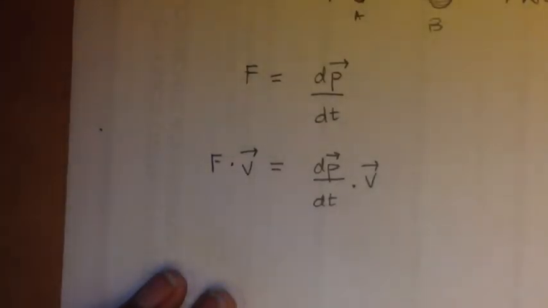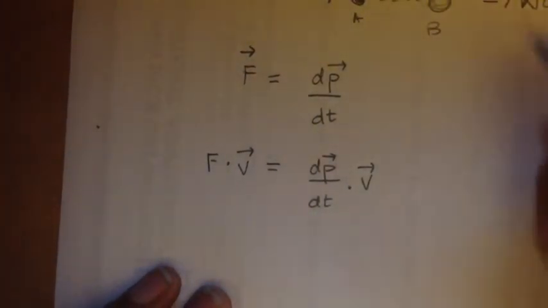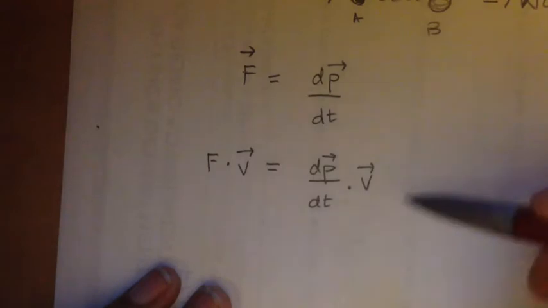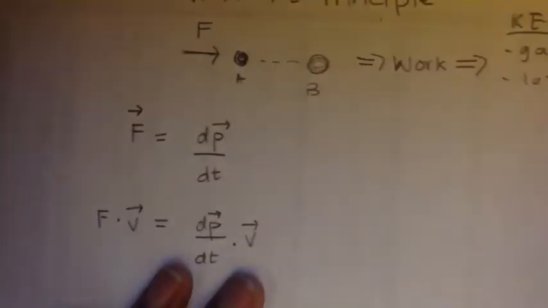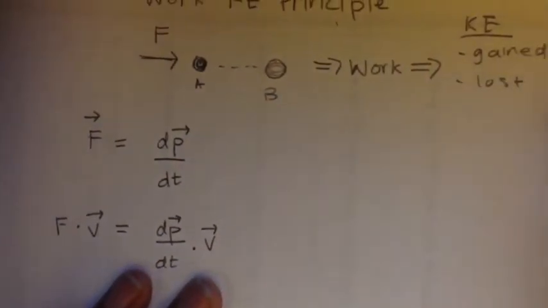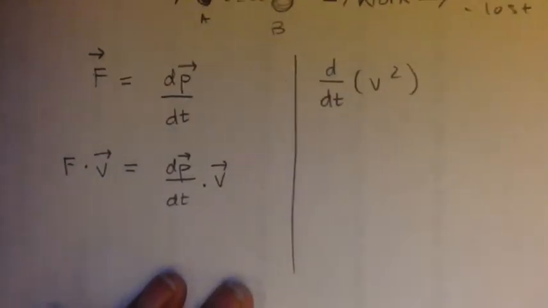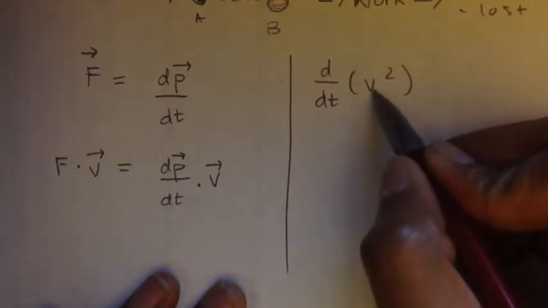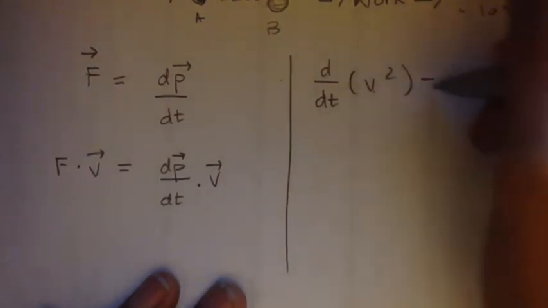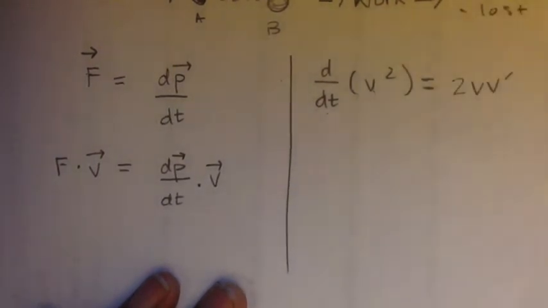Of course, these are all vectors. Now we're going to have to relate this to kinetic energy in a way, because that's what we're trying to prove, right? That kinetic energy is gained or lost. So we're going to come up to the side here. We're going to take the derivative of velocity squared. Since we know velocity is a function of time, we can say that this is equal to 2 times v times v prime.